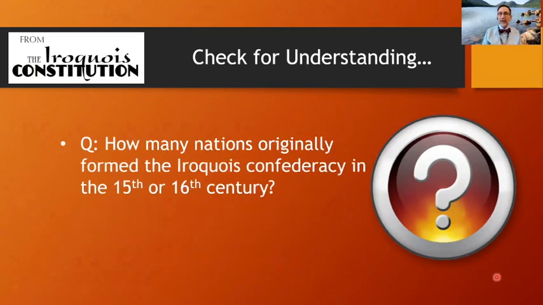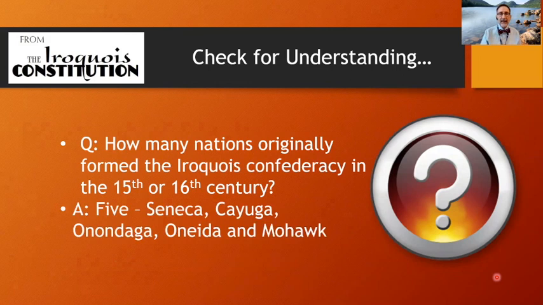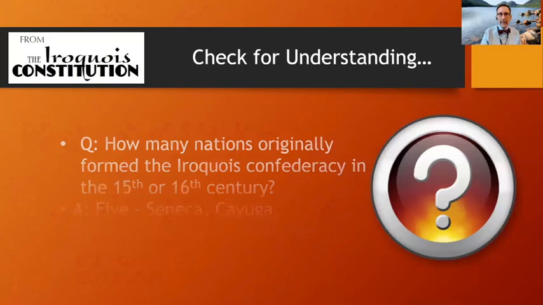How many nations originally formed the Iroquois Constitution in the 15th or 16th century? Pretty simple, we've been saying it again and again. They were originally five: the Seneca, the Cayuga, the Onondaga, the Oneida, and the Mohawk, and later the Tuscarora joined them.